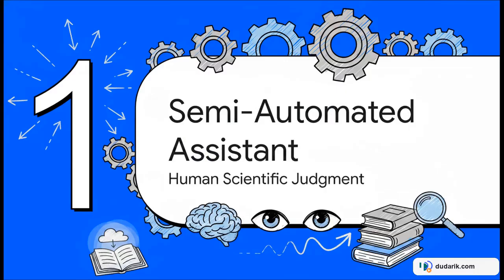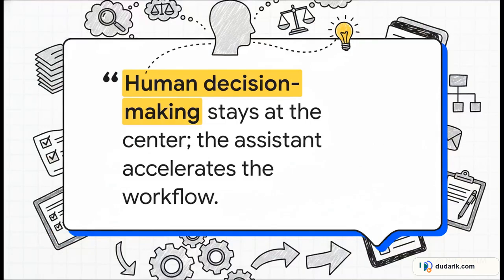All right, part 1, the semi-automated assistant and retaining human scientific judgment. We're starting with the foundational philosophy of this tool because it's absolutely crucial to understand what claude-scholar actually is and, maybe more importantly, what it isn't. The whole ethos here is that human decision-making stays right at the center, while the assistant accelerates the workflow around it. Right? It is not some autonomous AI scientist trying to take your job.